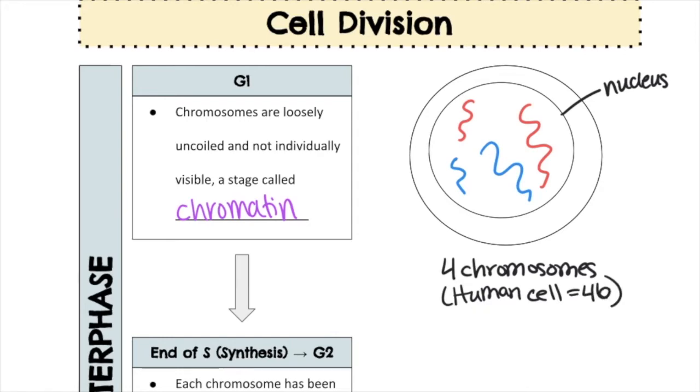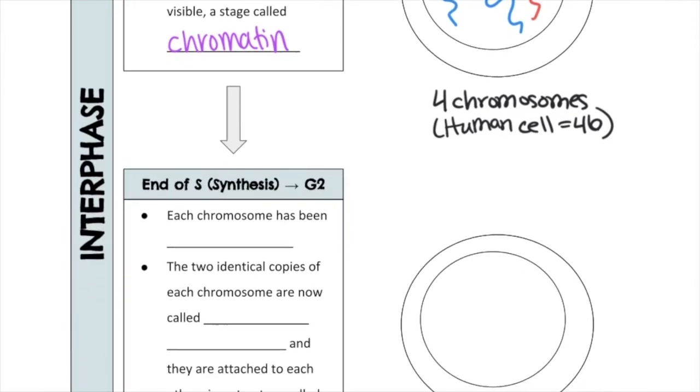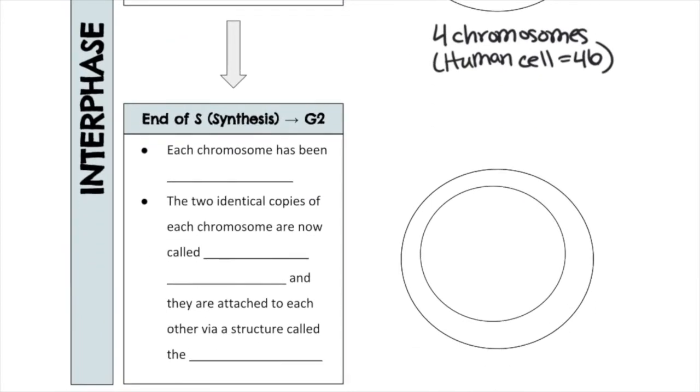Let's dive into the next phase. So at the end of S phase, remember that S means synthesis, or to make more. During S phase, the DNA has been copied. So each chromosome has been copied or replicated. Replicated is the more scientific term, so we're going to practice using that word more often. Each chromosome has been replicated.